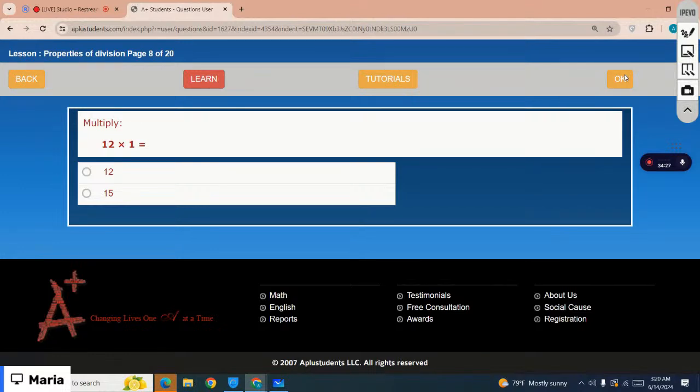12 times 1 equals. Yes, the correct option is 12. Any number times 1 equals the same number, right? So 12 times 1 is 12. Option number 1 is the correct option.